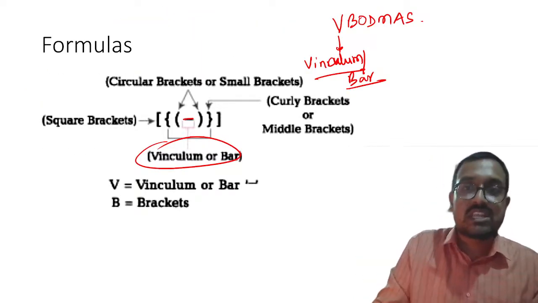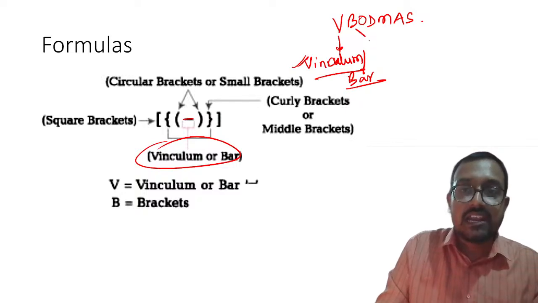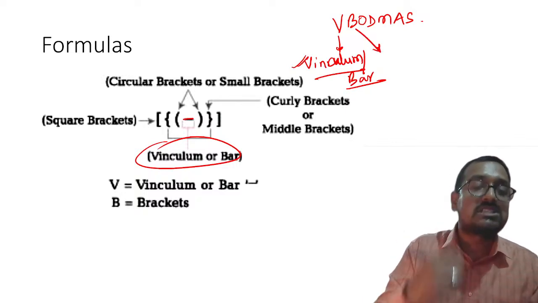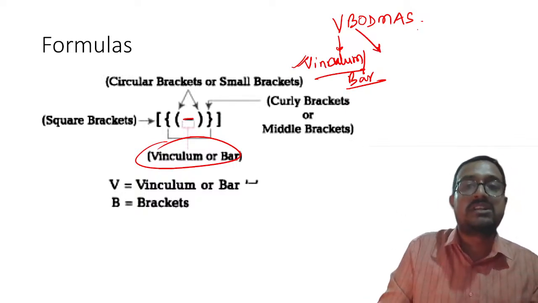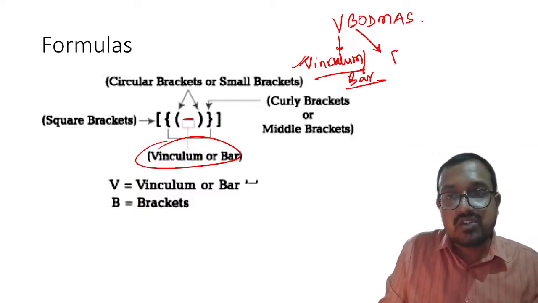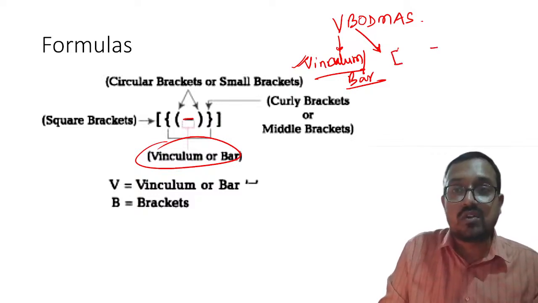So my dear students, the first thing will be vinculum or bar. The second thing will be brackets. Even in brackets, there are three types of brackets. Please remember, three types of brackets are there. First you will solve the large bracket. First you will solve the small bracket.